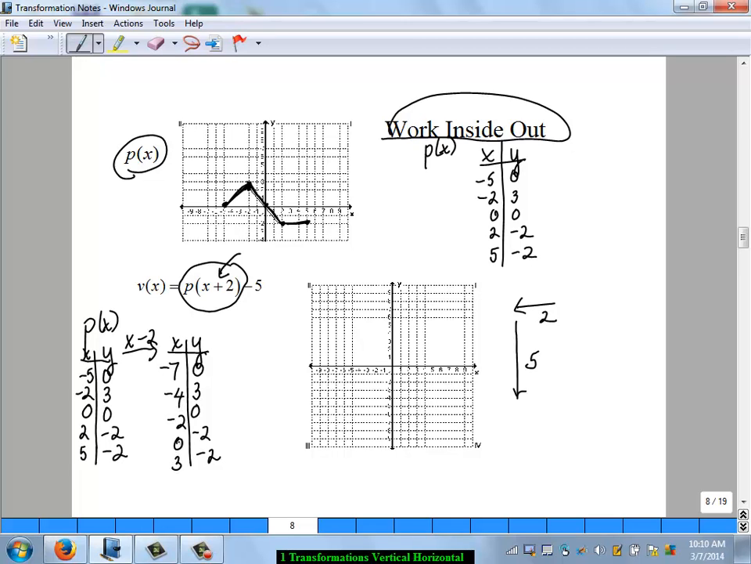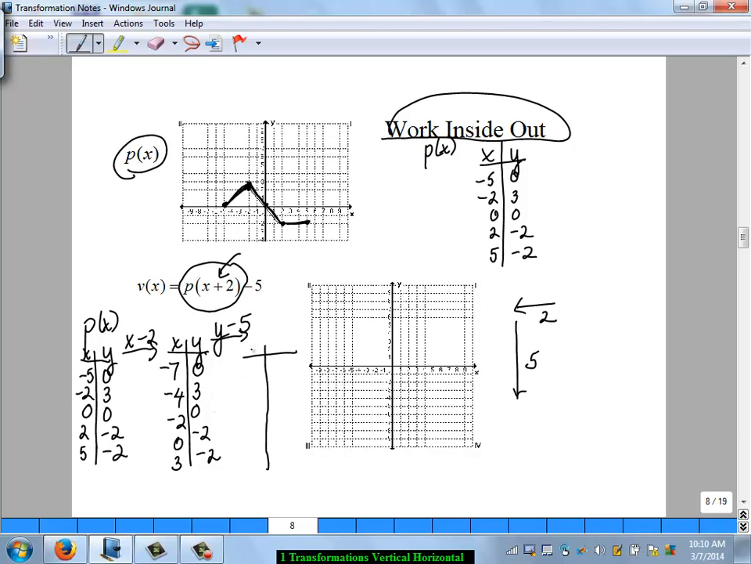Now I have shifted it to the left. Don't graph it, okay? The next thing I want to do is drop it down. Now this is an outside change, so that's my y's. I'm going to subtract 5 from all my y's, but you don't have to go back to the original. You use this table of points right here.